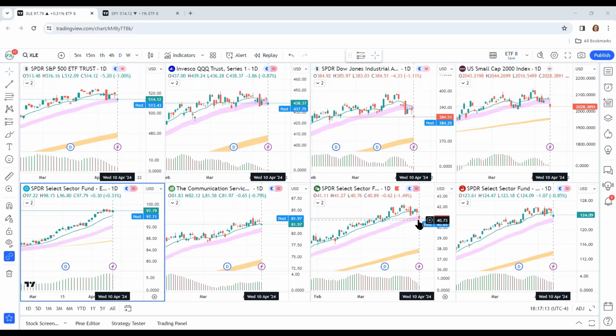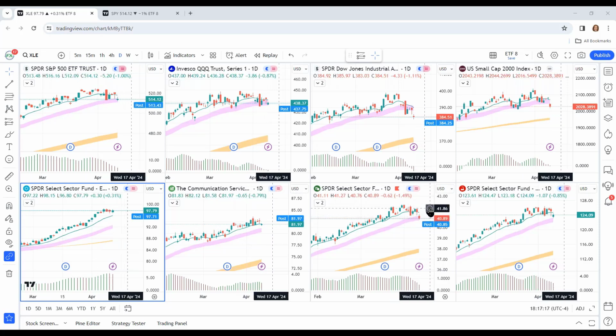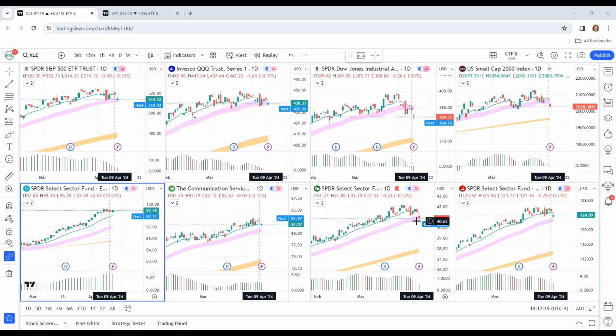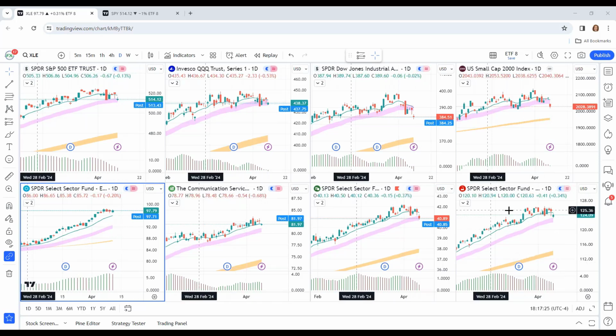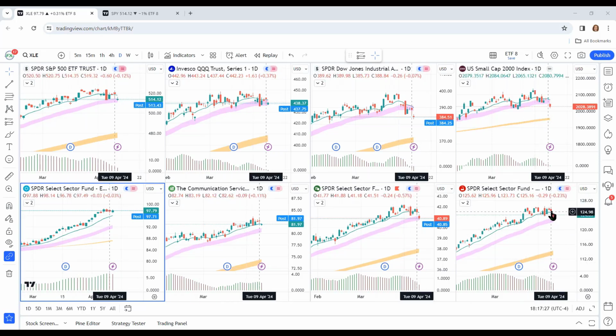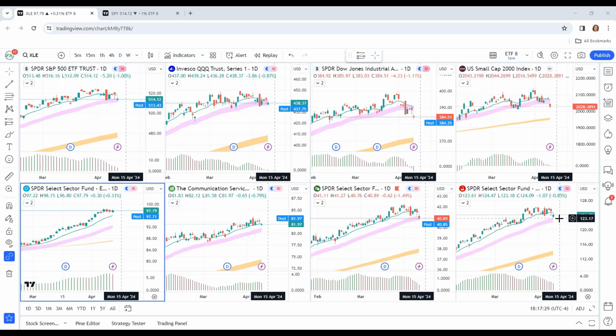If we hold this, then fine. Then this is the end of the correction and up we go. If we break below, then it's possible we're going to see a bigger correction. The next one is XLI Industrials. Again, we sold off into the wave, but we're closing up.